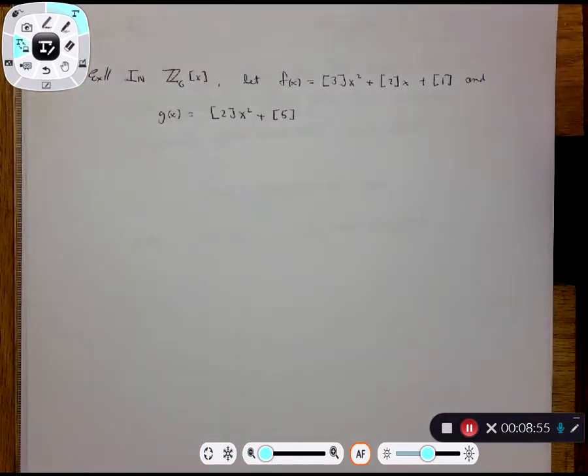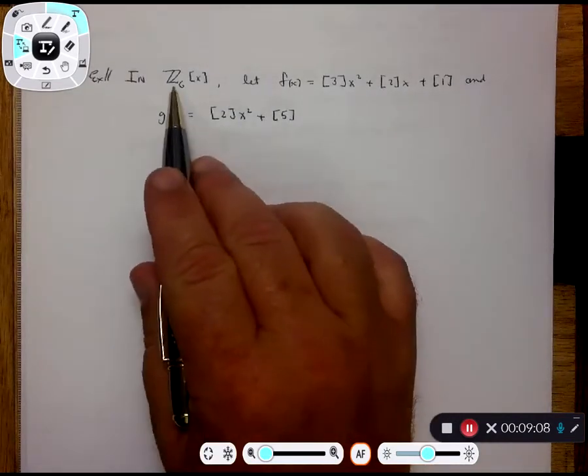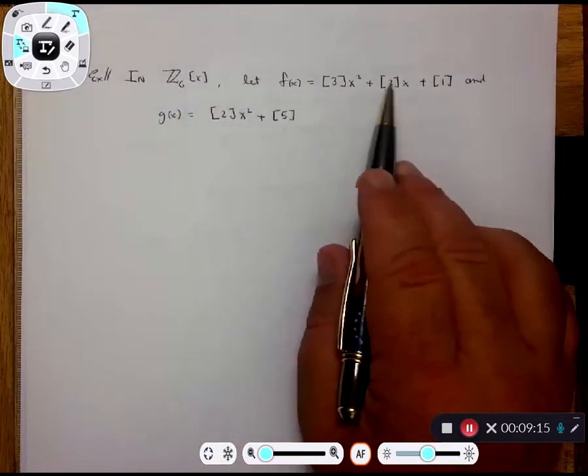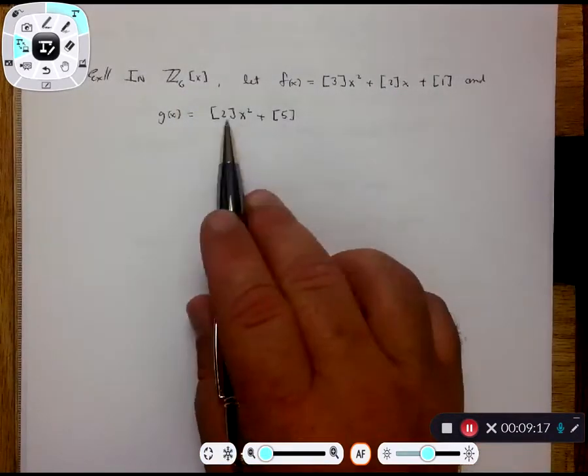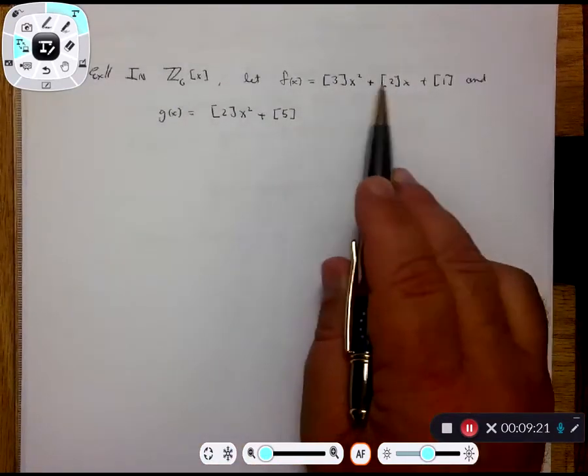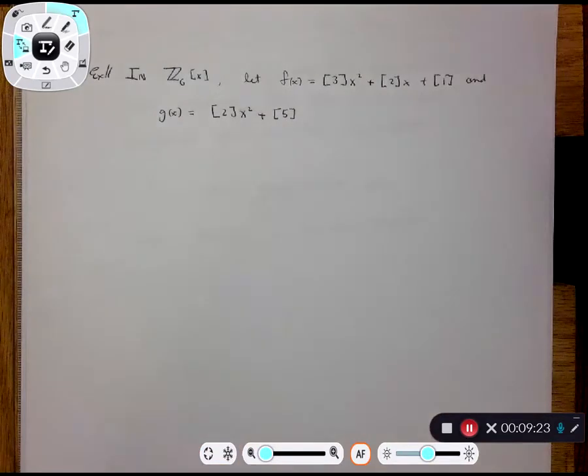In Z6 adjoined x, let f(x) be equal to 3x squared plus 2x plus 1 and g(x) be equal to 2x squared plus 5. Now notice how I wrote this. What is the ring where the coefficients come from? Z6. They're the equivalence classes from 0 through 5. So the coefficients in front of my x terms and my constant term have to be members of Z6: 3, 2, 1, 2, and 5. So all these are equivalence classes of Z6.